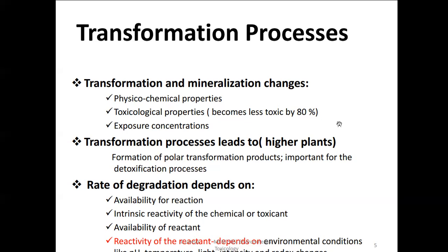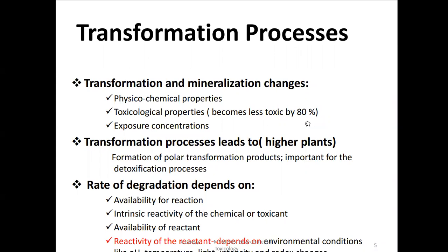So the degradation of these chemicals, what does it depend on? One, the availability of the reaction. We may have one compound that undergoes a series of reactions. The same compound undergoes hydrolysis, and the product of hydrolysis also undergoes oxidation. So the availability of reactions may determine how fast this compound degrades.